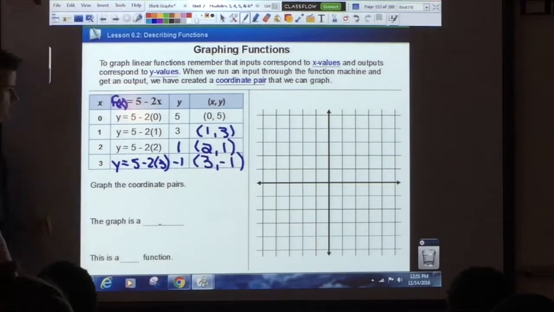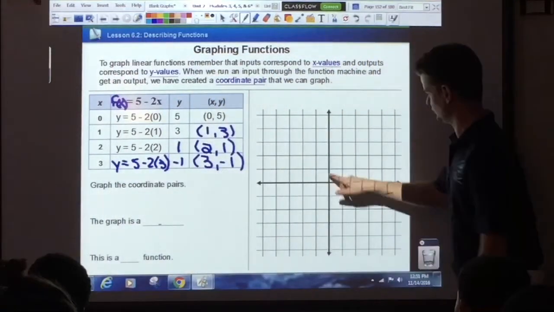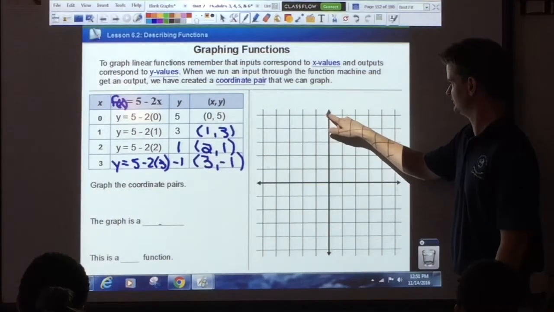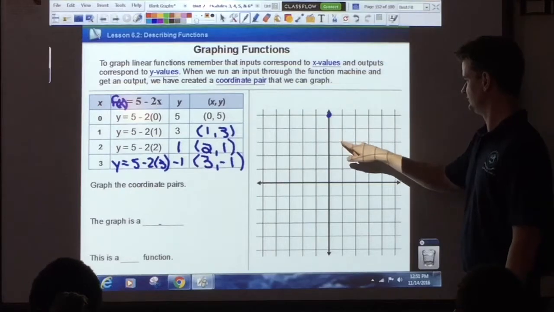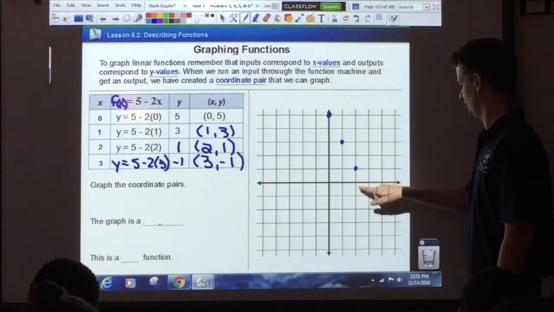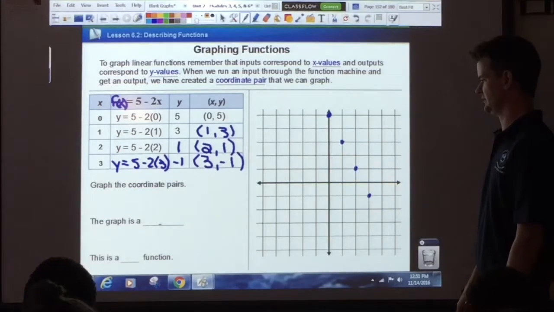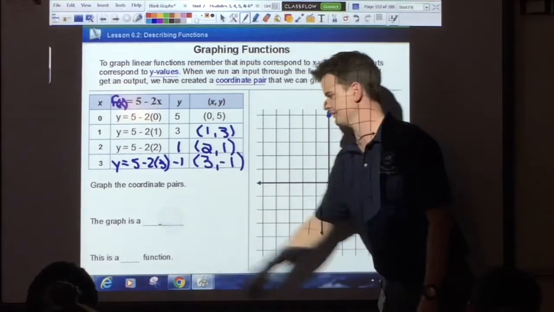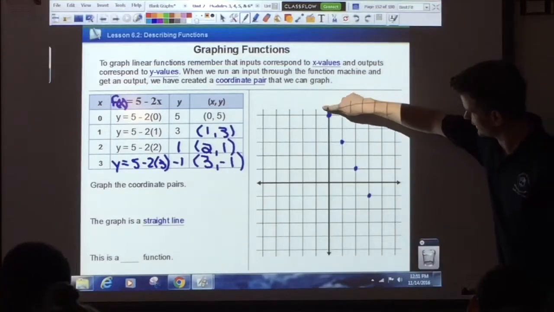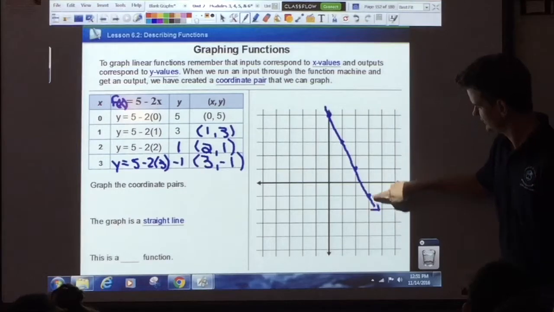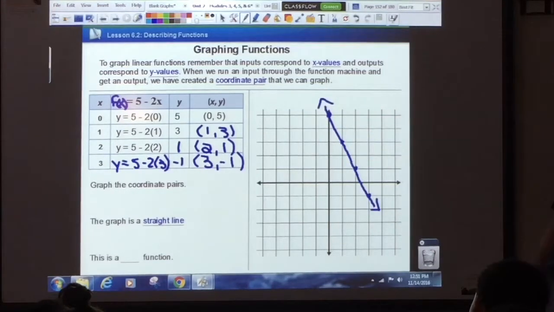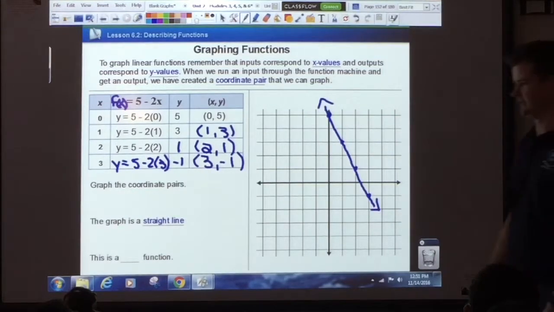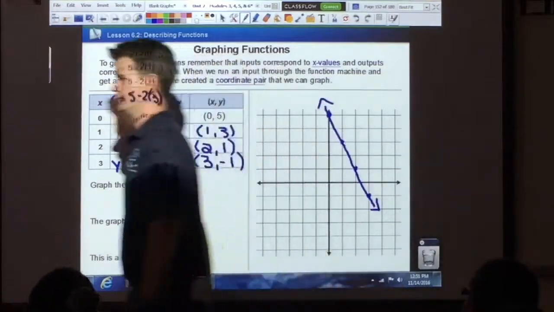I can take all these points and I can graph them. So 1, 2, 3, 4, 5. And then I graph all of these points. This graph is a straight line when I connect the dots, which means, is this function linear or nonlinear? Linear. This is a linear function. Good.